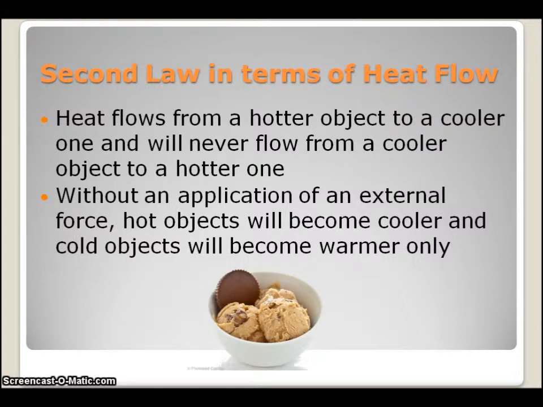It states that heat naturally flows from a hotter object to a cooler object and will never flow in the opposite direction. Heat will not move from a cooler object to a hotter one. Basically, without an external force, hot objects will become cooler and cold objects will become warmer. An example of this in everyday life is when you take food out of an oven. The food begins cooling to the temperature of the room. The food does not magically warm up after it is taken out of the oven into a cooler environment.